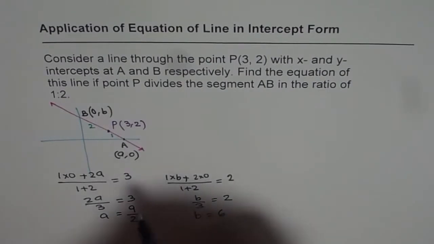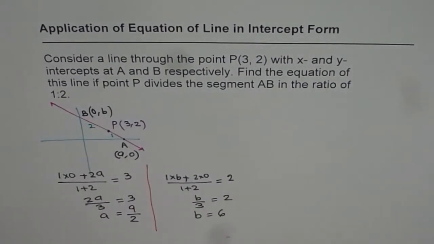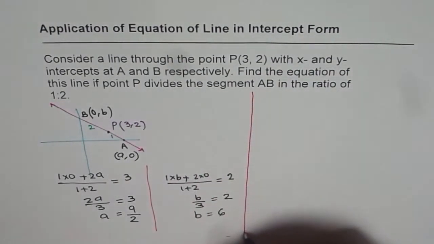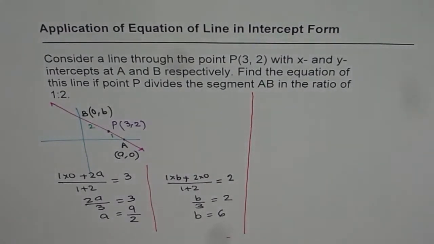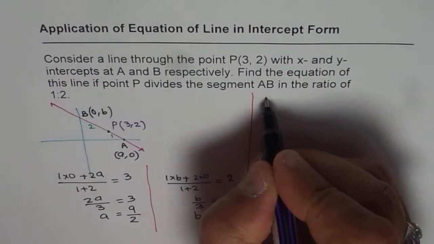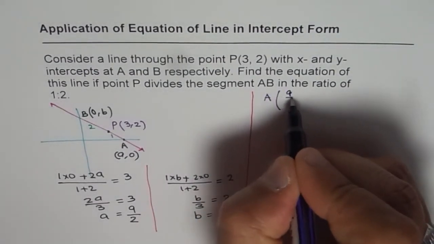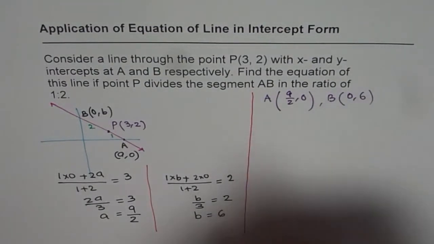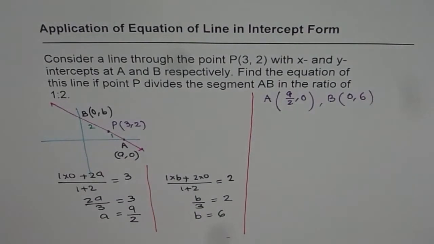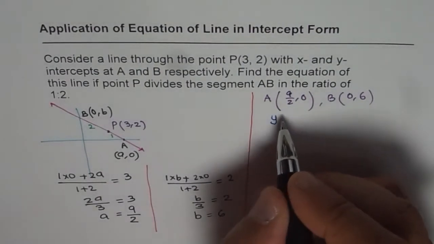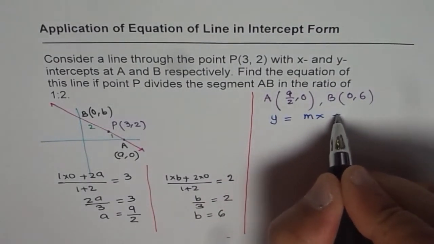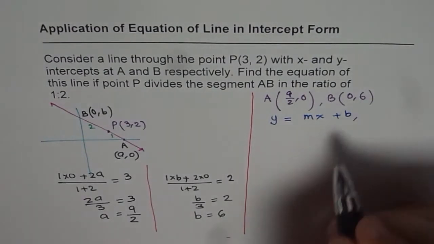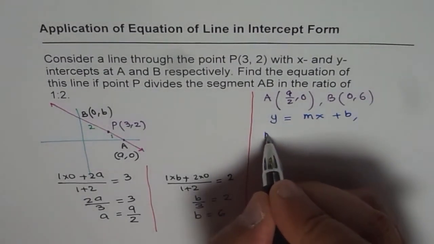So that is how, utilizing the coordinates of point P, we can find the x and y intercepts, right? Now from here, let's solve further. What we know now is that point A is (9/2, 0) and B is (0, 6). So we know these two points, the y-intercept is known to us, and therefore we can now find the equation in the form of slope and intercept, that is y equals mx plus b, right? Now here we know b is 6. We need to find slope m.